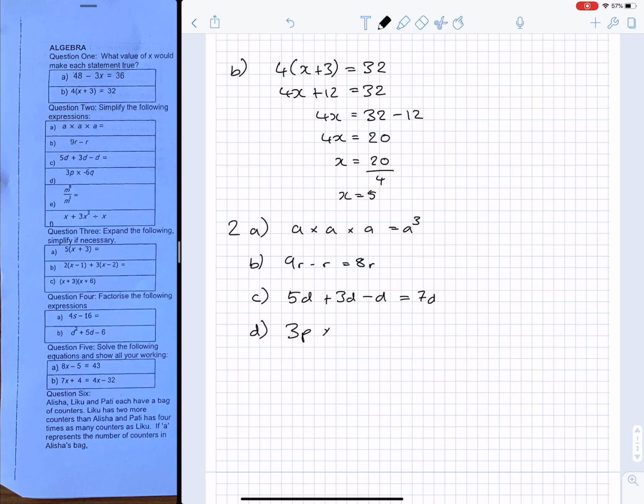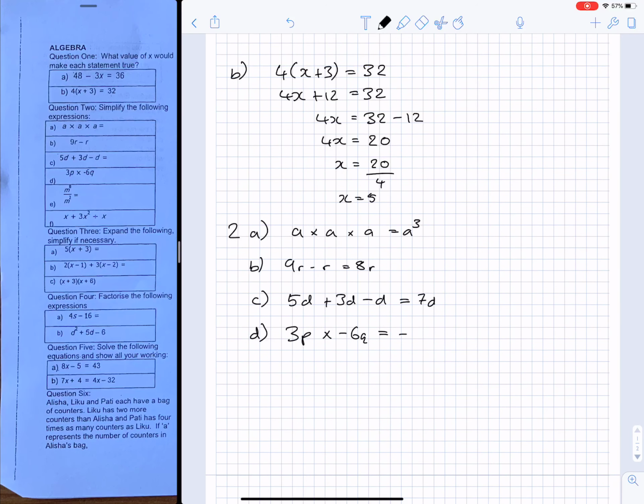3p times negative 6q. 6 times 3 is 18, and we've got to carry the negative. Negative and positive is negative. So the 6 times 3 is 18, and then the letters pq, so negative 18pq.